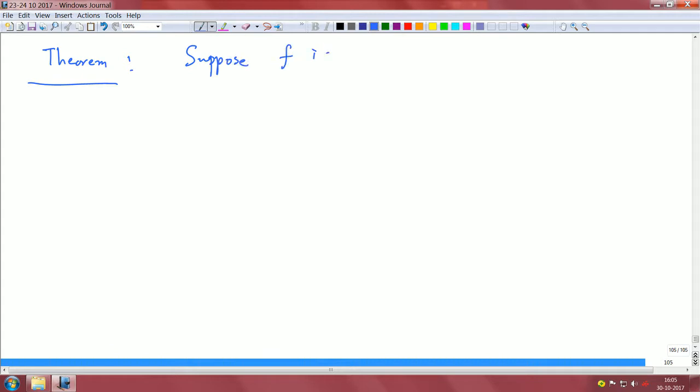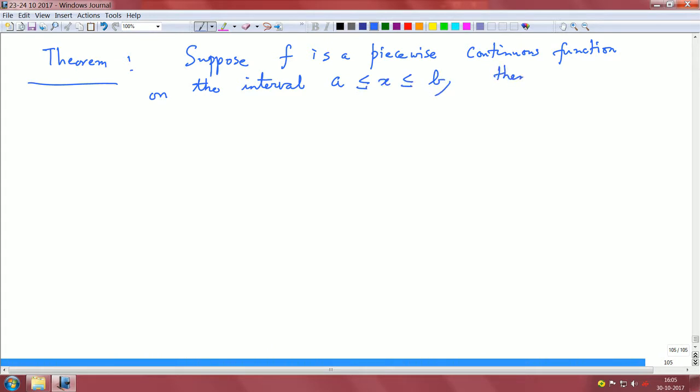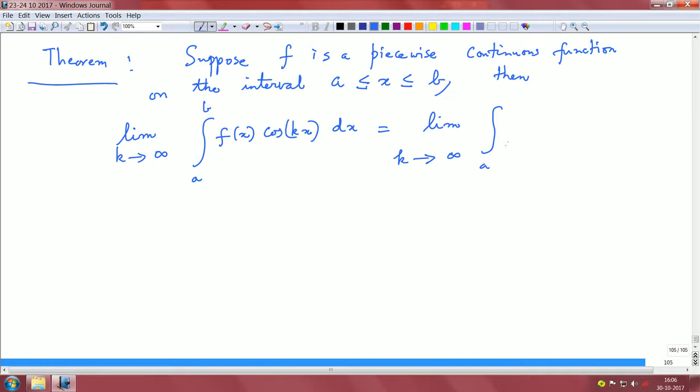Suppose f is a piecewise continuous function on the interval a ≤ x ≤ b, then the limit as k goes to infinity of the integral from a to b of f(x) cos kx dx is the limit as k goes to infinity of the integral from a to b of f(x) sin kx dx, and this is equal to 0.